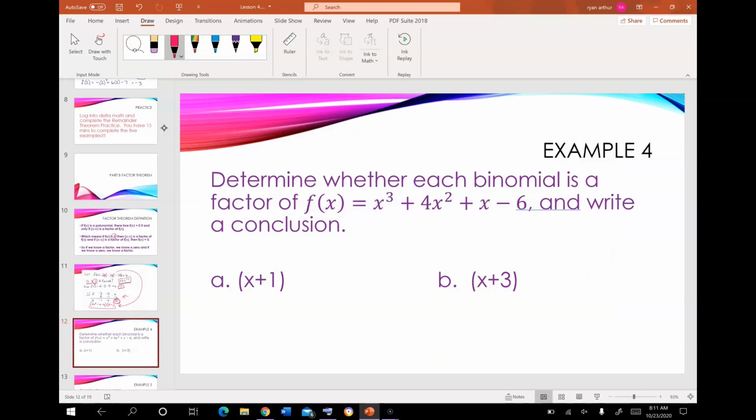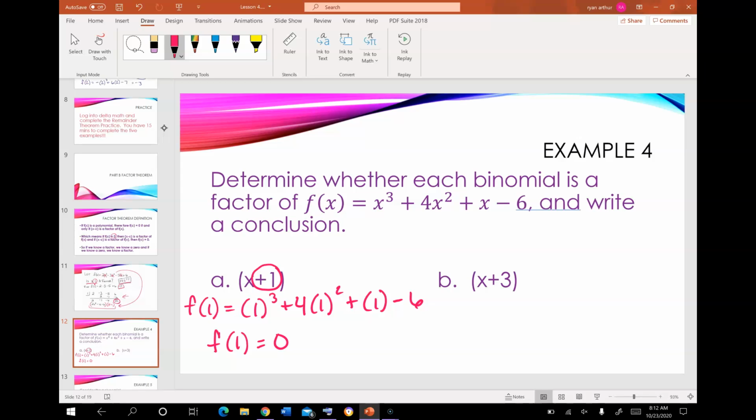So, determine whether each binomial is a factor of f of x and write a conclusion. Okay, so I want to know if it's a factor. So you change your sign. I want to change that +1 to a -1. So we're going to do f of -1 equals -1 cubed plus 4 times -1 squared plus -1 minus 6. Okay, so you're going to type all that into Desmos, and you're going to find out it's going to be, let's see, 5, 6, 0. So I found f of -1 to equal 0 when I plugged that into Desmos.